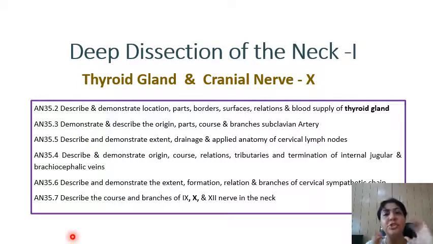So we've done the various triangles. We've talked about the posterior triangle, the anterior triangle. We've seen the muscles of the muscular triangle. We've done the muscles of the sternocleidomastoid, the trapezius. Now we are going deeper. That is structures which are deep to this muscular fascial wrapping.